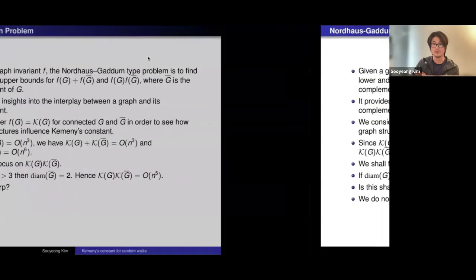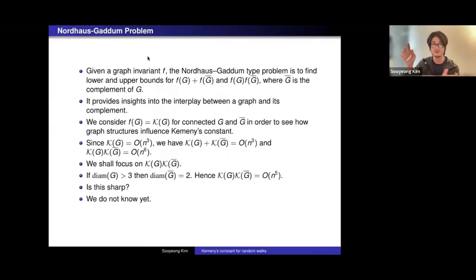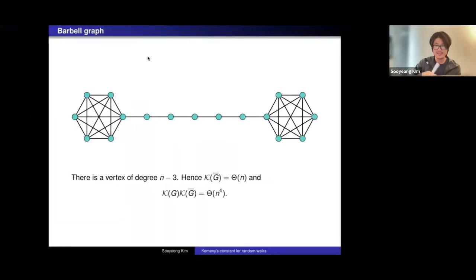So we don't know yet. We haven't proved, or we have verified some family. We haven't yet. So we don't know yet if it's sharp or not. Okay, so let's consider the barbell graph again.